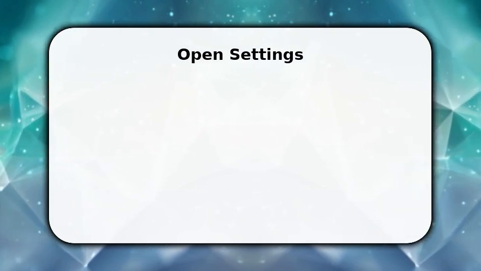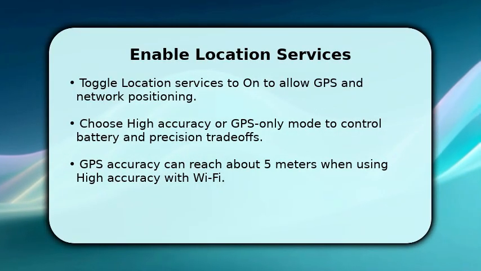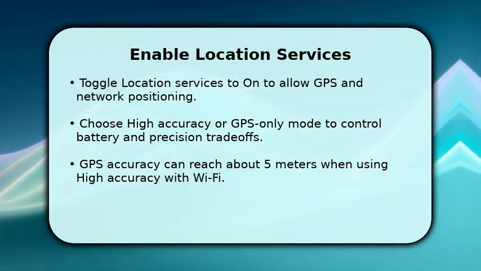Toggle location services to on to allow GPS and network positioning. Select the mode option labeled High Accuracy or GPS only to control battery and precision trade-offs.